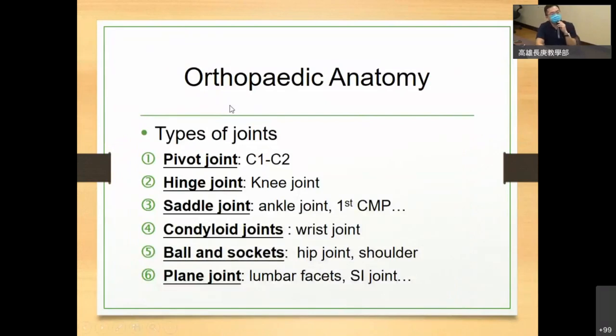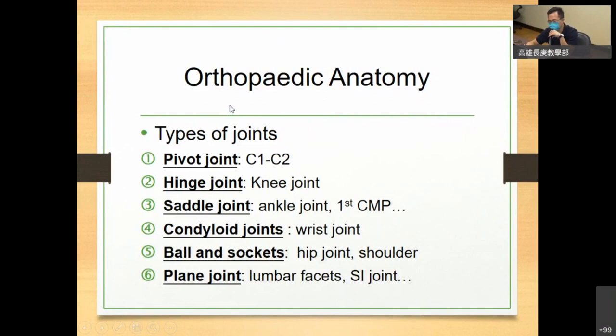Okay, so the next part, we will describe the orthopedic anatomy. First, I will introduce some types of joints. In our bodies, we have many, many joints, and not all the joints are the same. So there are many types.